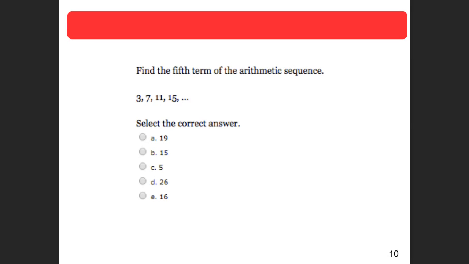Find the 5th term of the arithmetic sequence. Okay, so for the 5th term, they already gave us 4 terms here. They have 3 to 7, 7 to 11, 11 to 15. So it looks like the d value in this problem is just 4. So I'm always going up by 4. So 15 plus 4 is 19.